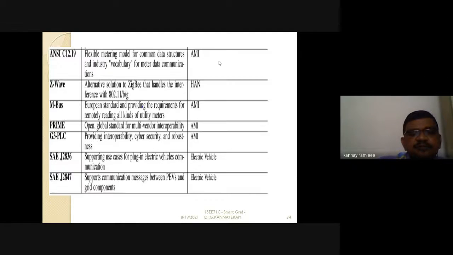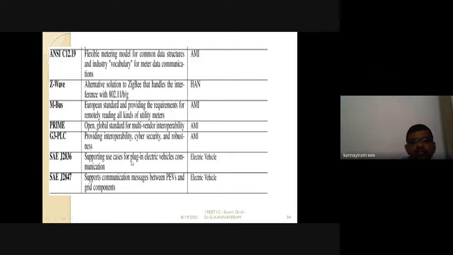In a similar manner, ISA, SAE, ANSI, HomePlug and HomePlug PHY, HAN, the Home Area Network. This standard is used for building automation. OpenADR is used for price responsive and load control, mainly for dynamic pricing and demand response. Then M-Bus for advanced metering infrastructure, and Z-Wave, an alternate solution to ZigBee that can handle interference, for the home area network.